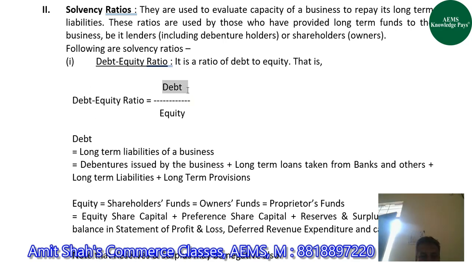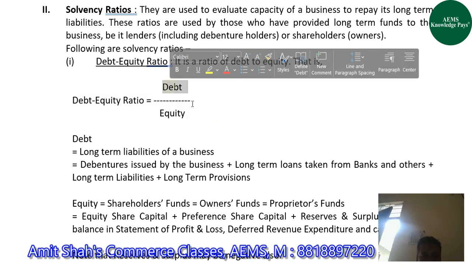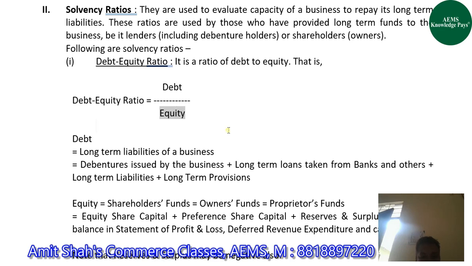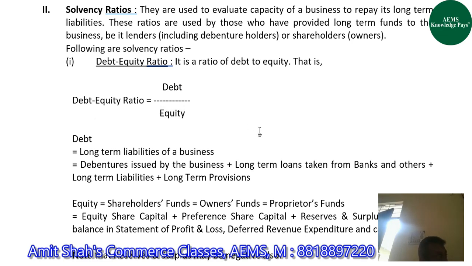I repeat, this ratio is about long-term funds available to a business. Debt and equity both are long-term funds. The only difference is that debt is borrowed funds, that is outsiders' funds, and equity is insiders' funds, that is from owners or shareholders. Have you got me, guys, or not?